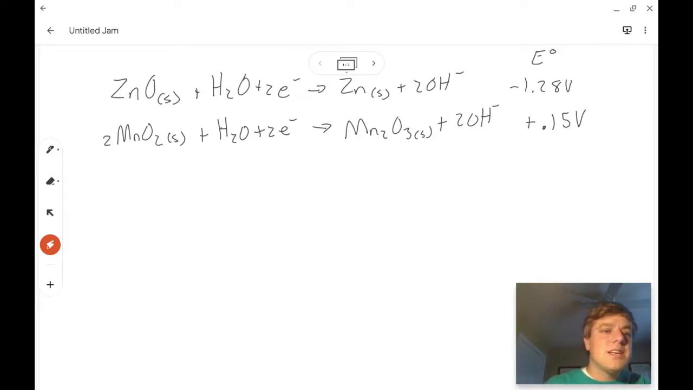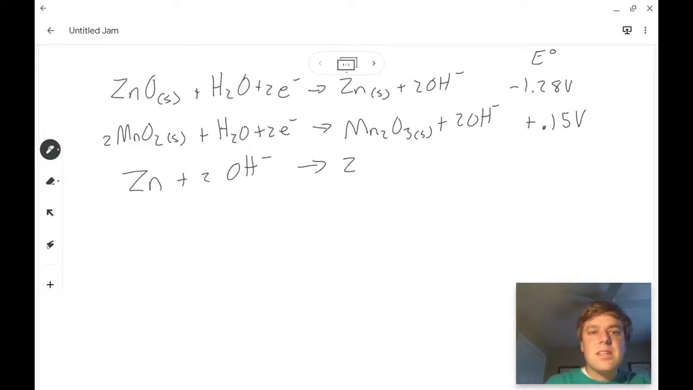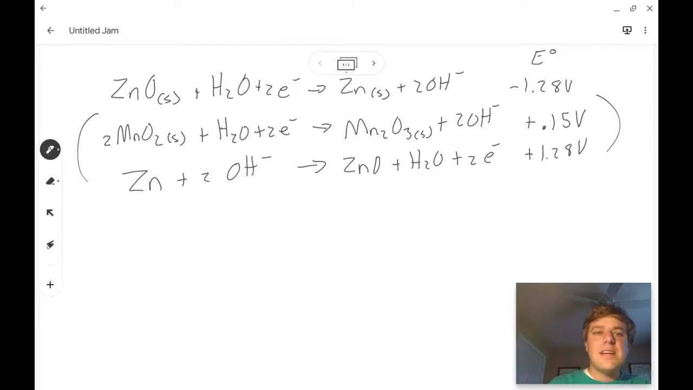So if we take that first reaction and we write it backwards, we would have zinc plus 2 hydroxides makes zinc oxide plus water plus 2 electrons. And if we reverse the reaction, the cell potential changes sign. It becomes a positive 1.28 volts. So we're going to take these two reactions and we're going to add them together.